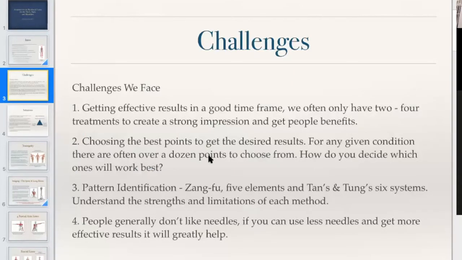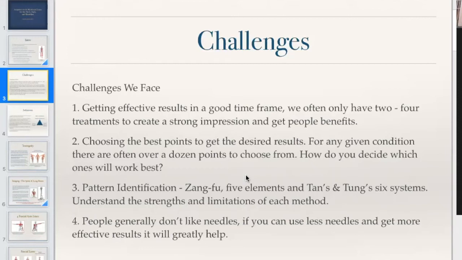just before we go much further, some of the challenges, because I want to address some of the problems that we face as acupuncturists. Okay, so some of the challenges that we have are getting effective results in a good time frame. And we often only have 2 to 4 treatments to create a strong impression and get people benefits. A lot of people don't like needles, okay? A lot of people are unsure about acupuncture if it's their first time. And if you're putting in 12 or 15 or 20 needles and they're only getting a 20% result, and maybe they feel better, it's not lasting that long.